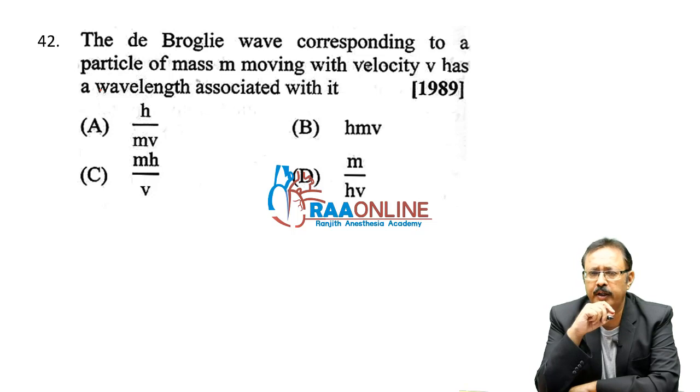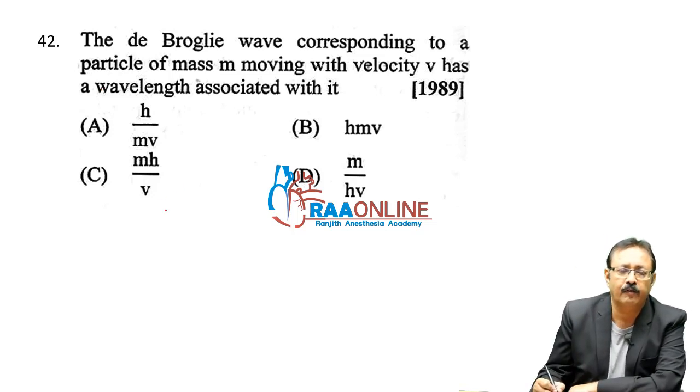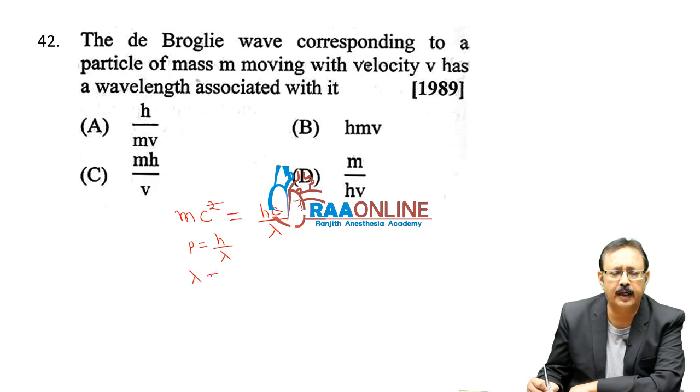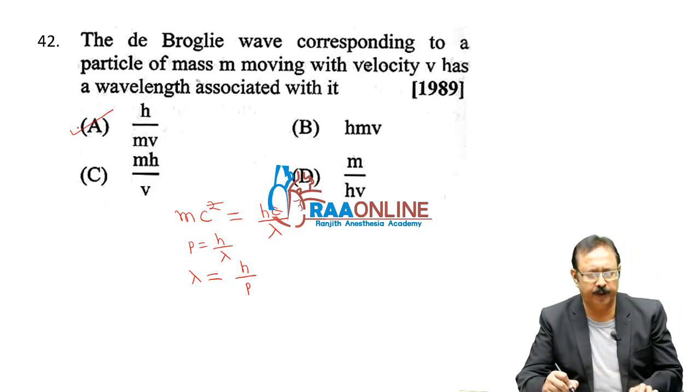1989, the de Broglie wavelength corresponding to a particle of mass m moving with velocity v has a wavelength associated with it. What was de Broglie's idea? That a photon has energy mc square, and the second form of this formula should be hc by lambda. Since it was energy of the photon, m should be mass of the photon. So mass into speed means momentum. So the wavelength associated with any particle should be Planck's constant upon momentum. So h upon mv will give you the wavelength. So we are going with option A.